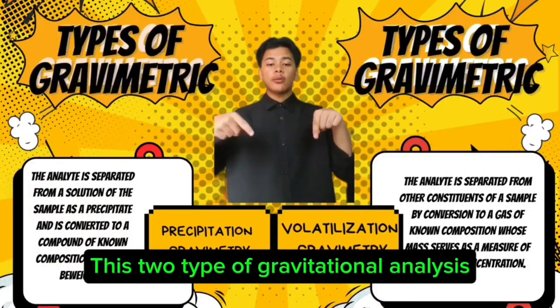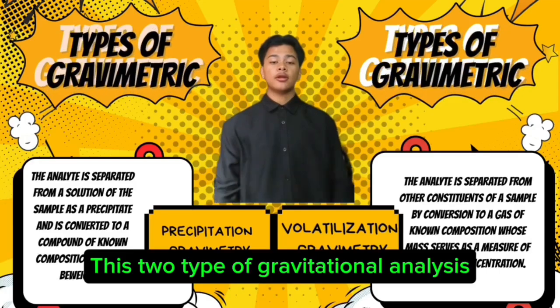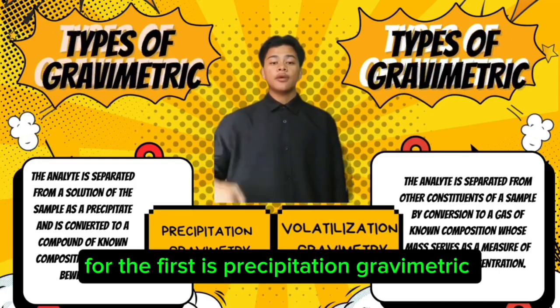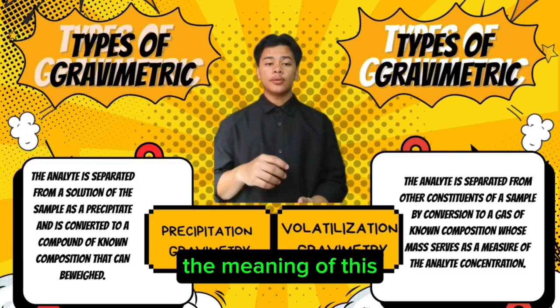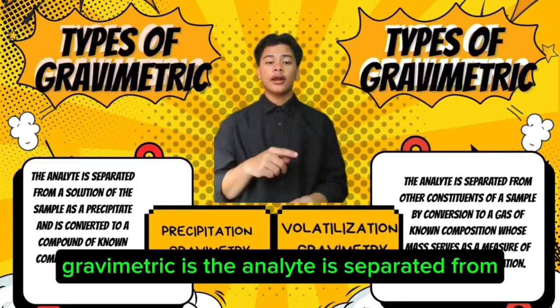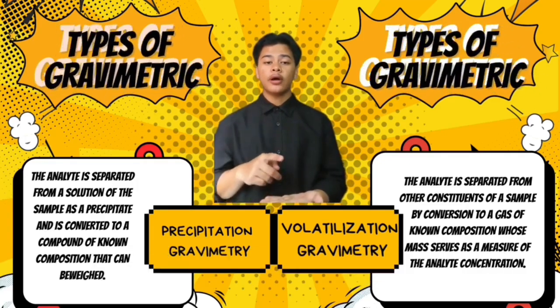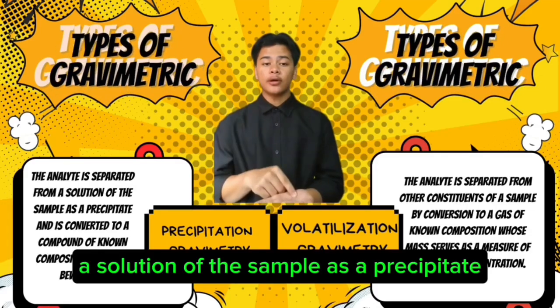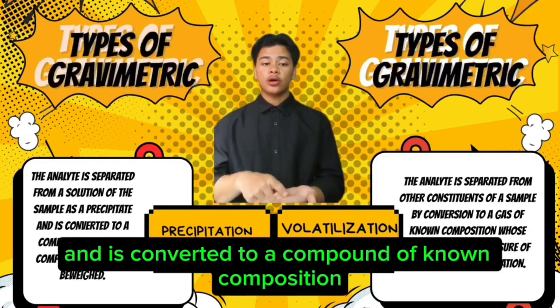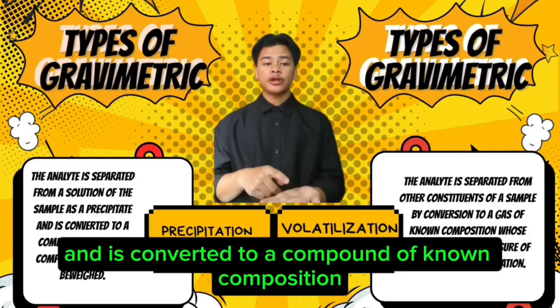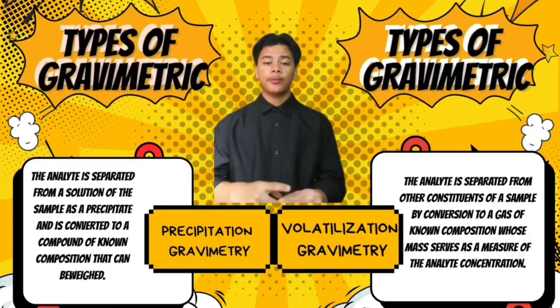There are two types of gravimetric analysis. The first is precipitation gravimetry. The meaning of this is that the analyte is separated from a solution of the sample as a precipitate and is converted to a compound of known composition that can be weighed.